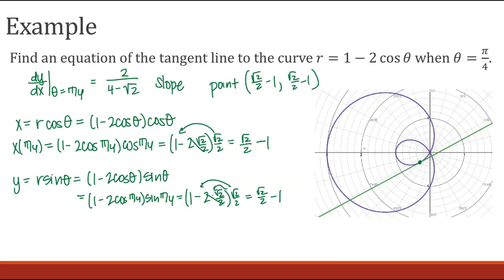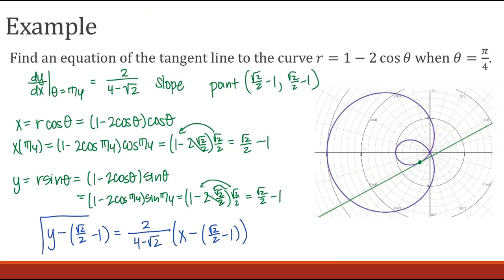So we have our m, we have our x1, y1, and we'll plug it into point slope form of a line to finish out this problem. So we have y minus y1, rad 2 over 2 minus 1, equals slope 2 over 4 minus radical 2 times the quantity x minus x1. And we'll need to keep that x1, y1 in parentheses because the negative for each would distribute. And so we'll leave our answer like this. This is an equation of this tangent line when theta is equal to pi over 4.